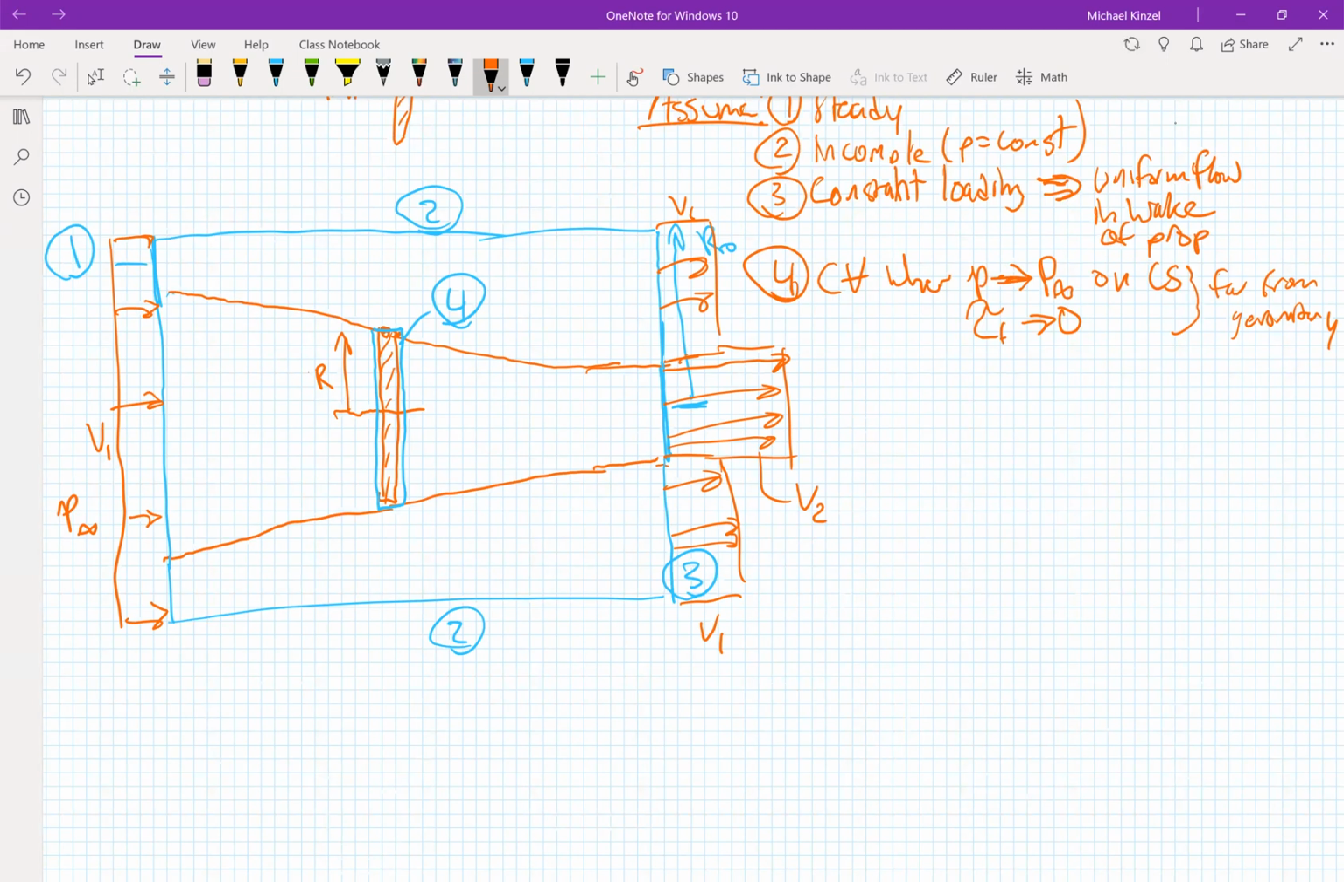Okay. So remember, this is a stream tube that passes through the propeller.